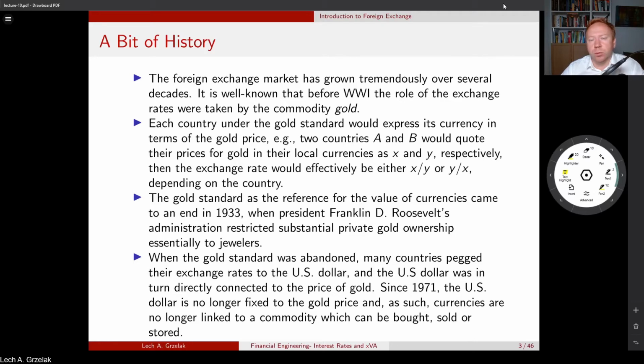Before we dive into modeling, specifying stochastic differential equations, that's what we always do, let us this time start with a little bit of history on foreign exchange, which is also often called cross-currency. Foreign exchange has grown tremendously over the last decades and also centuries, and is closely related to globalization.